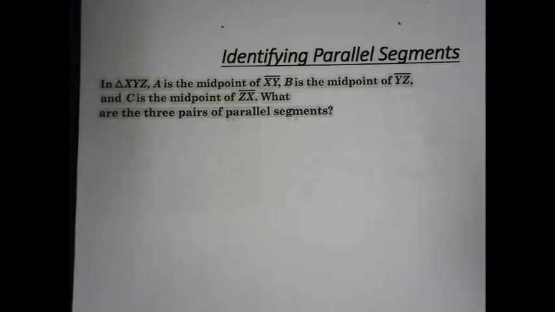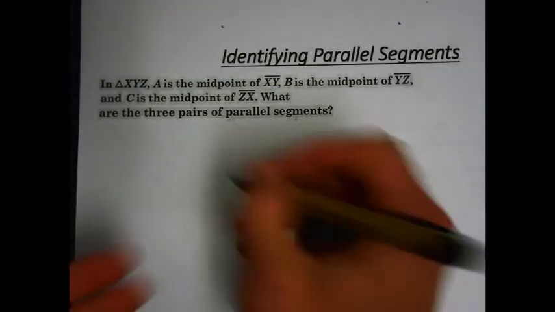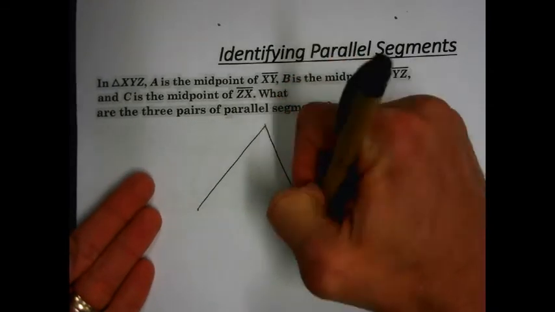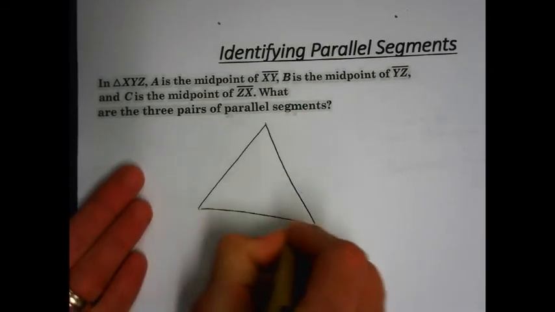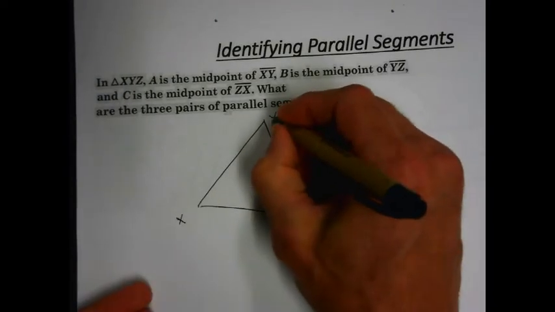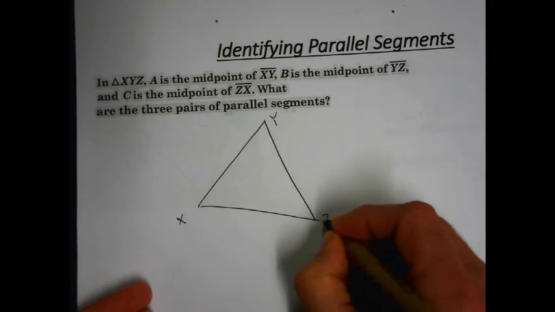What? So we look at this and we're thinking, what is going on? Remember, y'all, when in doubt, draw a picture. It's saying triangle XYZ. Let's call it that. X, Y, Z. We got triangle XYZ.